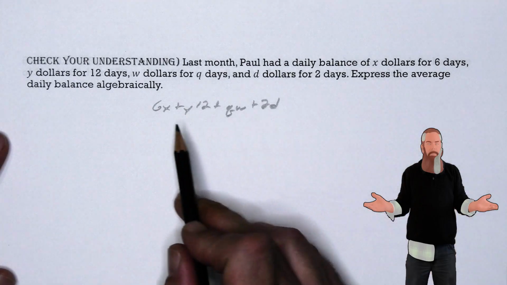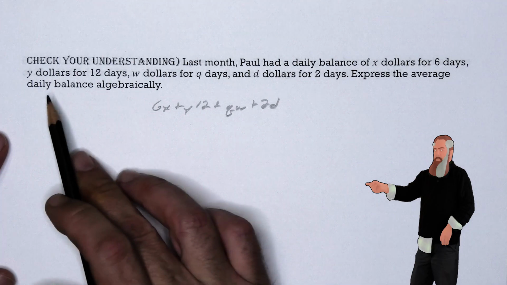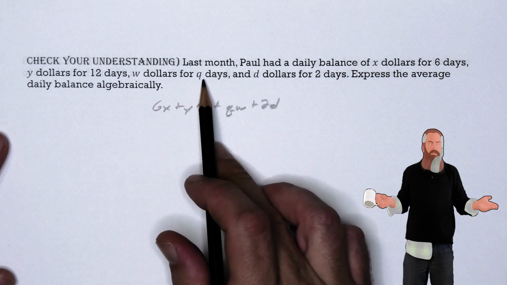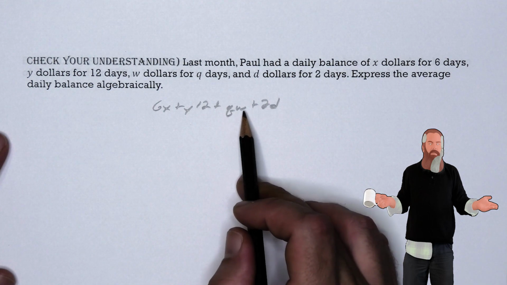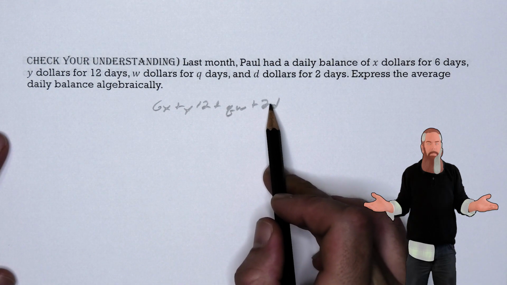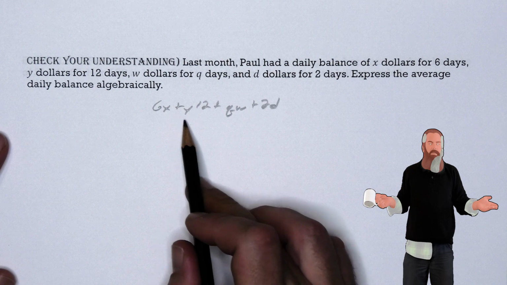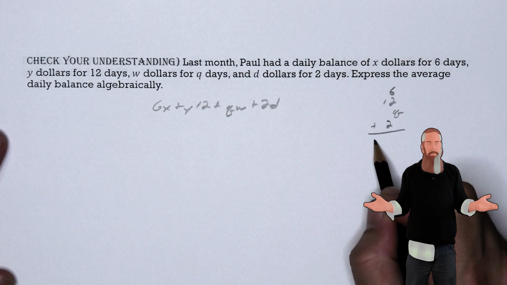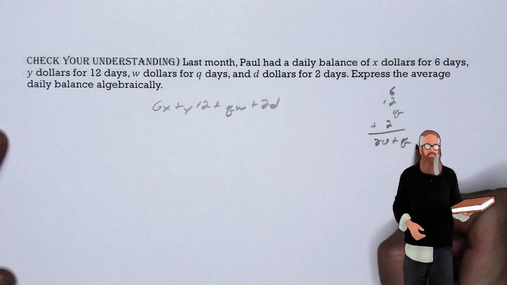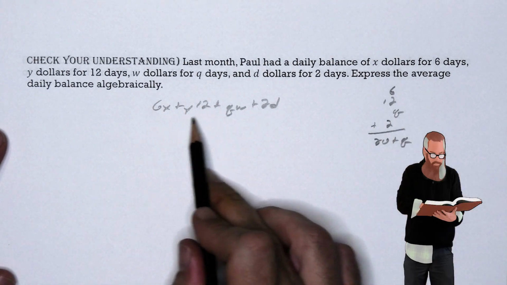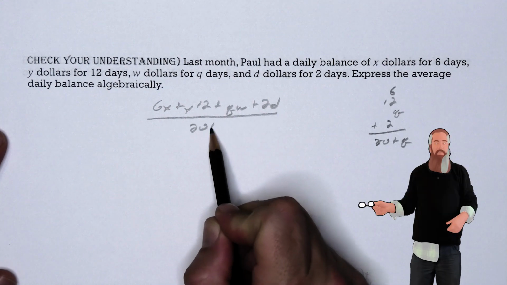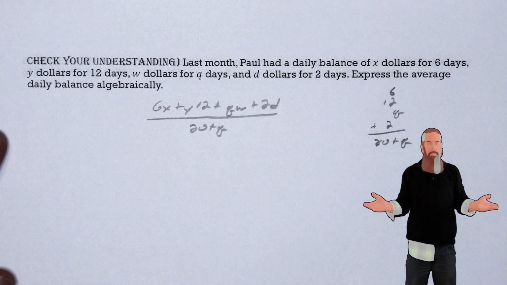So X dollars for 6 days gives us 6X. Y dollars for 12 days gives us 12Y. W dollars for Q days is QW, and 2 days at D dollars is 2D. Now, this is going to give us our total. If we add up all of our days, we get 20 plus Q as the number of days. Since this is the total amount of money, divide it by 20 plus Q, the number of days.